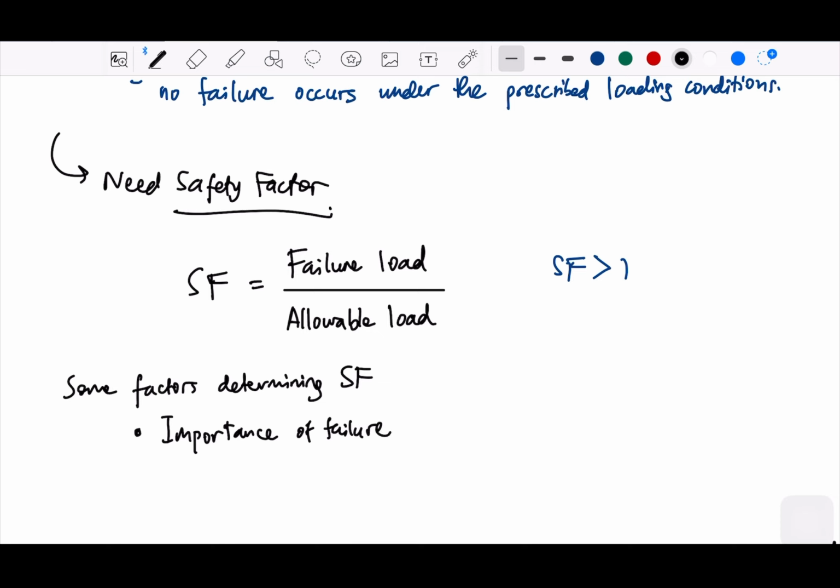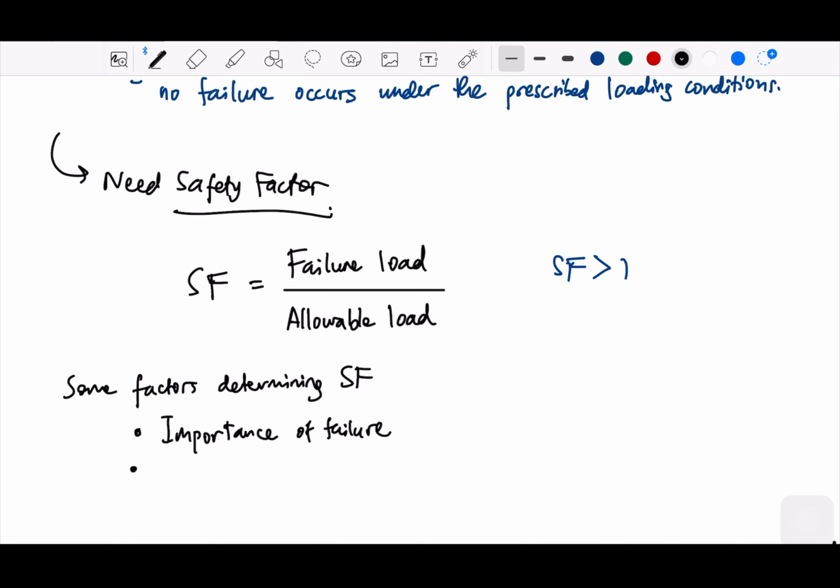For example, like this building, maybe the failure is one of the pillars. It means that it will affect the other parts, right? It means that we need to increase the safety factor on that part.